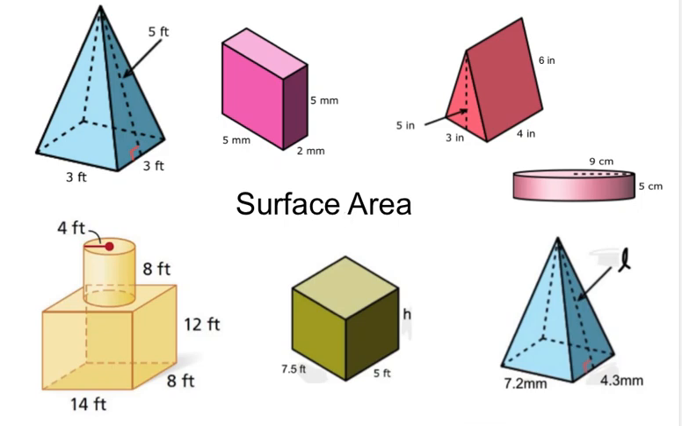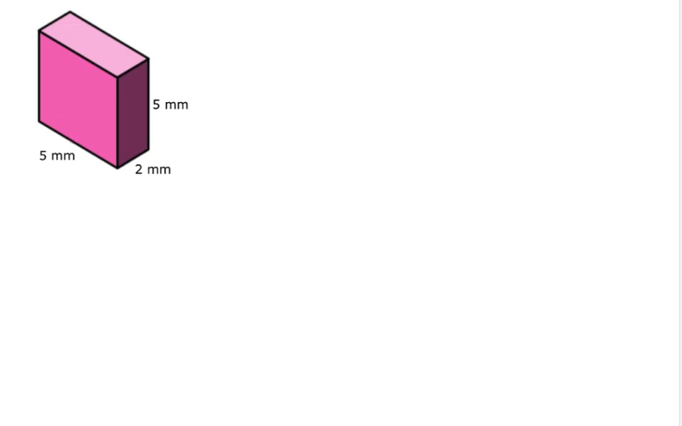I'm going to show you how to find the surface area of all of these figures. So let's get started. Okay, first is a rectangular prism. What I like to do is label my sides, find the area of each side, and then add them all together. That's the easiest method.